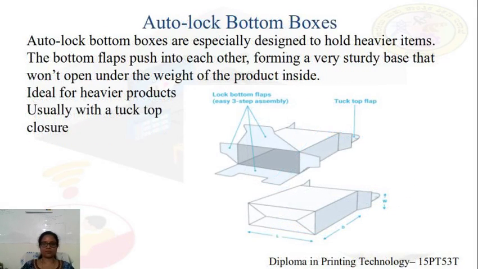Auto-lock bottom. This auto-lock bottom box is specially designed to hold heavier goods or heavier products. The auto-lock bottom flaps push into each other, forming a very sturdy base that will never open under the heavy weight of the product when placed inside the folding carton. This is also called 1, 2, 3 bottom boxes.